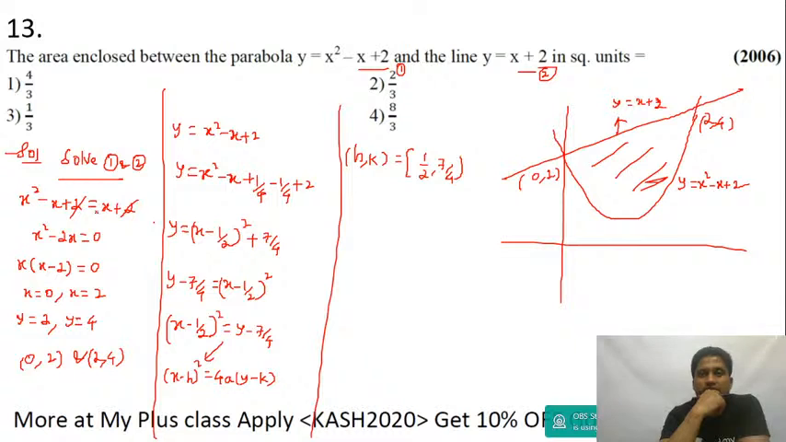If I equate them, x square minus x is equal to x plus 2. The 2 and 2 cancel, x square minus 2x. Yes, 0 comma 2, and so if you drop the perpendicular, guys, this is 0 comma 0, and if you drop the perpendicular here, this is 2 comma 0. Okay, now let me plot the graph.